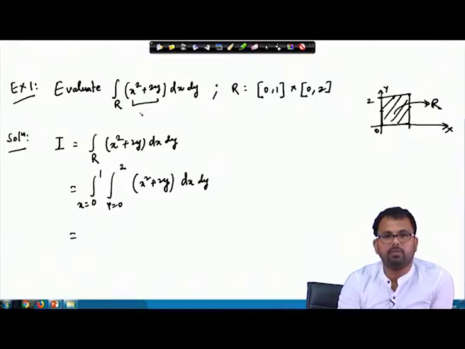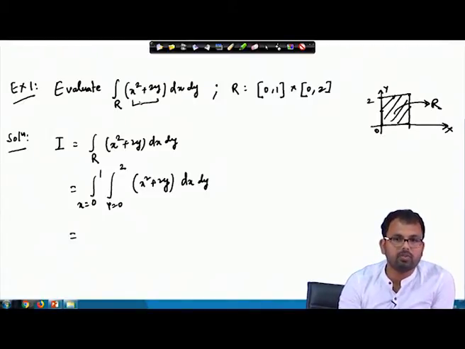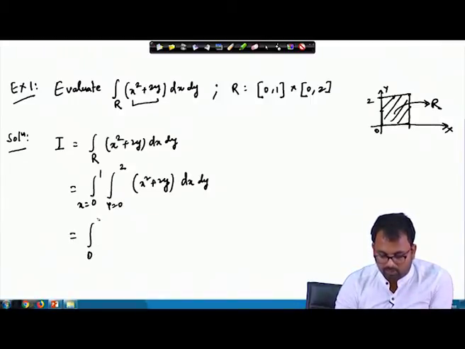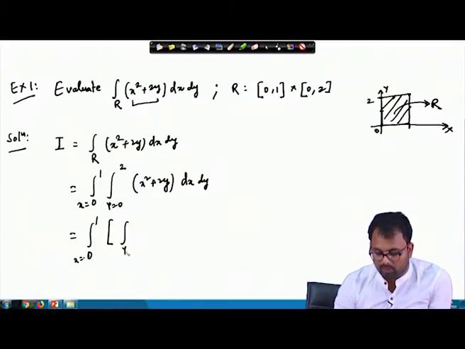obviously a very nice behaving function. It is a polynomial function in a way, and it is definitely defined and bounded on this rectangle R. So, this double integral will exist. So, we can actually do that repeated integral property here. So, let us first treat x as constant. So, I am going to integrate with respect to y.